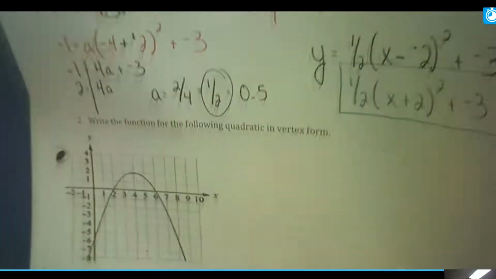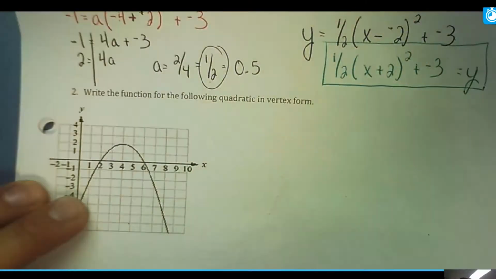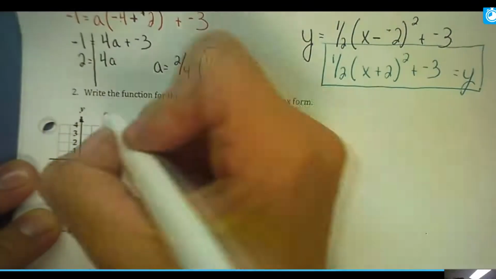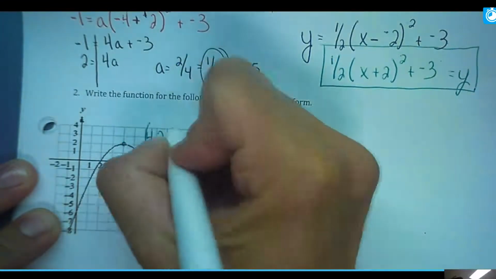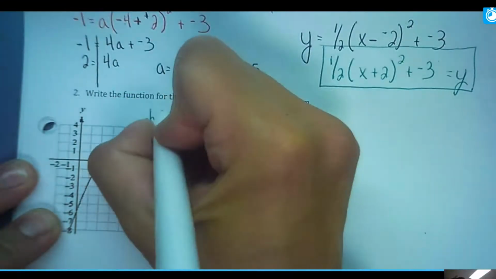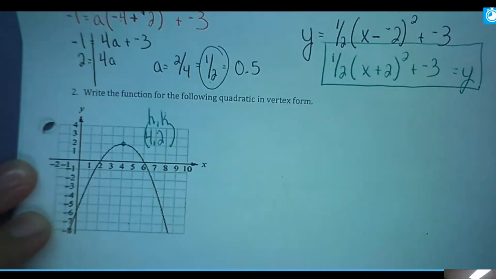So let's do the next one. So again, same process. It is a quadratic, so I'll be using that squared. I need the vertex, so this coordinate is 4 and 2. And that will become my h and my k. And then I just need one other point.